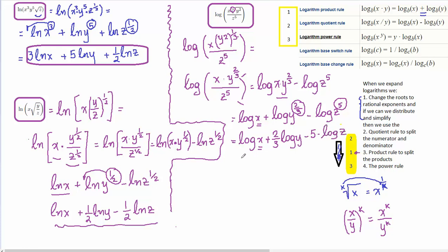And this will be the final answer for the third problem that I worked at right here, to expand this single logarithm that I started with into a sum and difference of 3 different logarithms here.